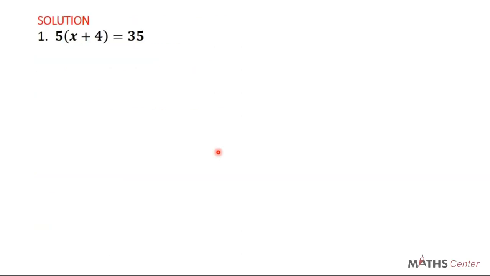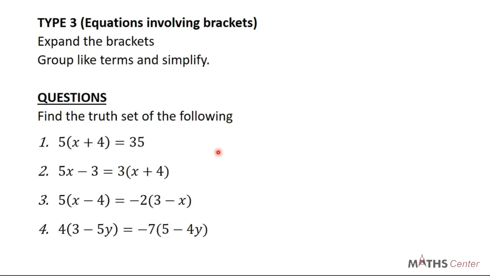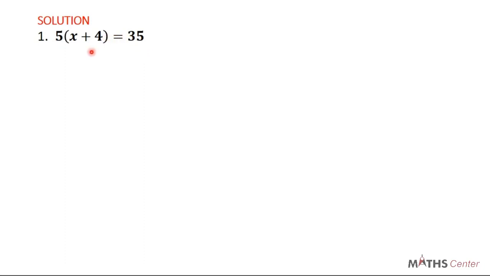So we pick the first one. We have 5 into brackets x plus 4 is equal to 35. So as the point told us, the first thing we need to do is to expand the brackets. If you have more than one bracket, you expand them, but here we only have one bracket. Now, how do we expand the bracket?